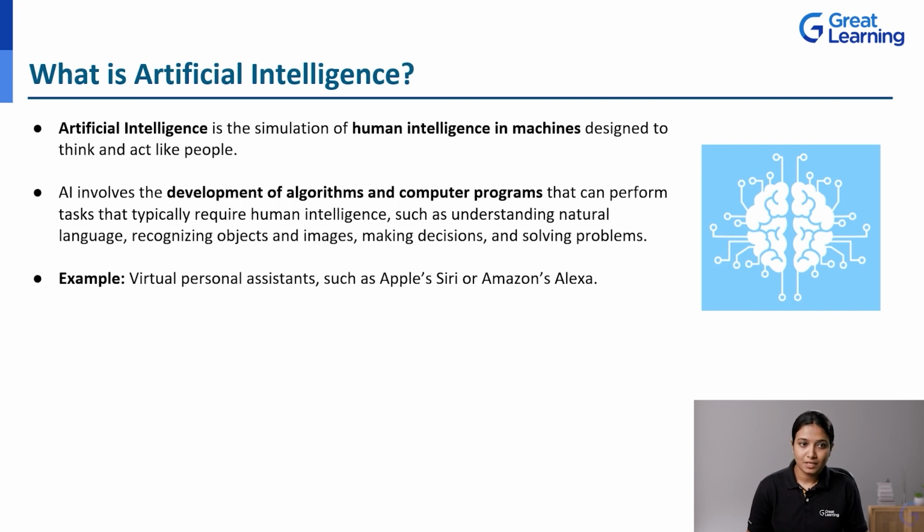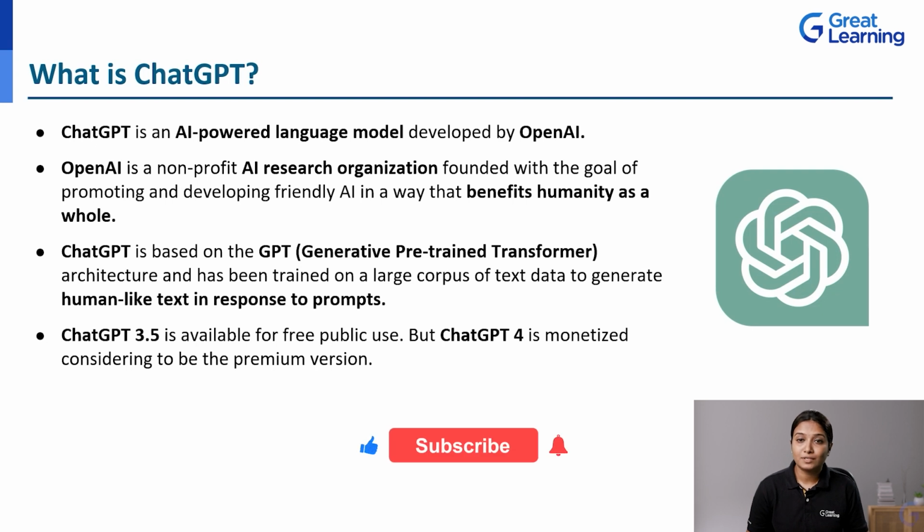It's very famous. So we have virtual personal assistants, chatbots, and many other things which are implemented using this particular artificial intelligence, and it is making the work easier for human beings. So this is the overall picture of artificial intelligence. So next we will talk about ChatGPT, right?